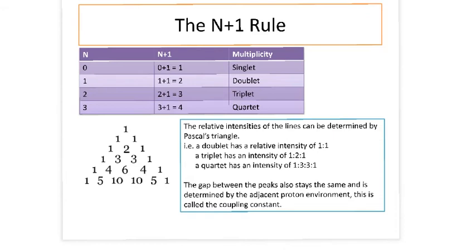This little Pascal's triangle here on the left, you don't have to worry about, but it is a way of remembering the heights. If you look at the top, when you've just got one peak, there's no relativeness because there's only one peak. Then the second line is a doublet, so the peaks are 1 to 1. Then a triplet is 1, 2, 1, and then 1, 3, 3, 1. So we just need to worry about the top 4 rows of that.